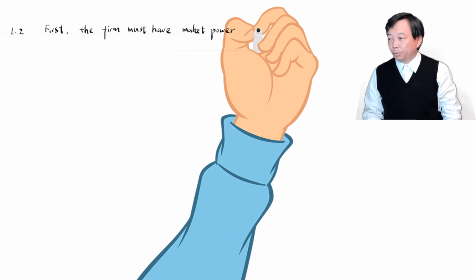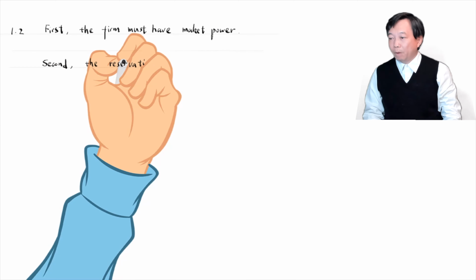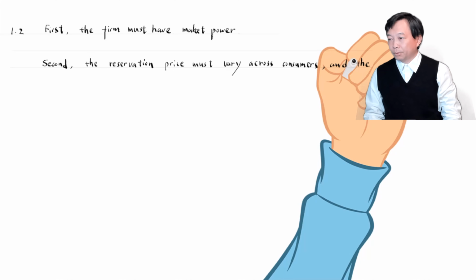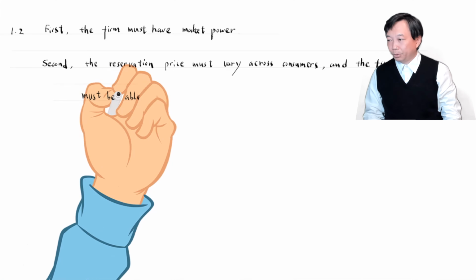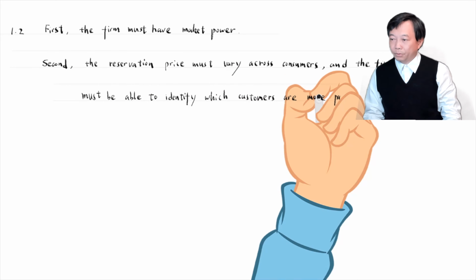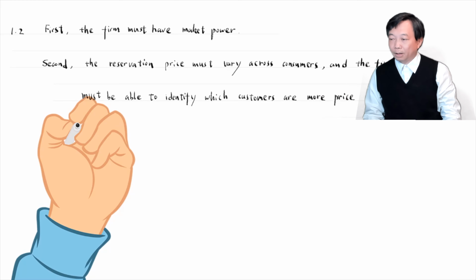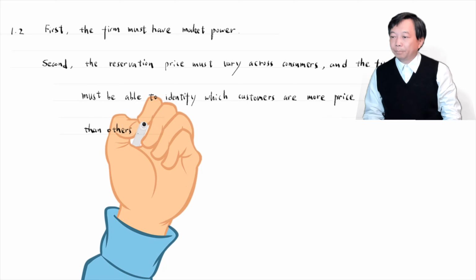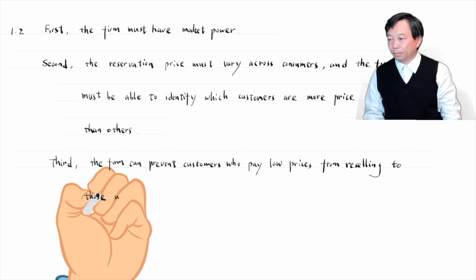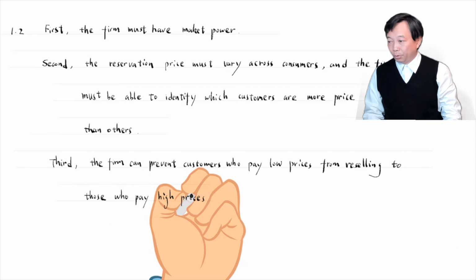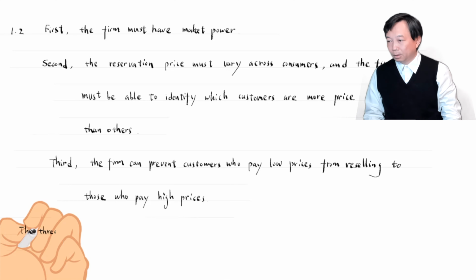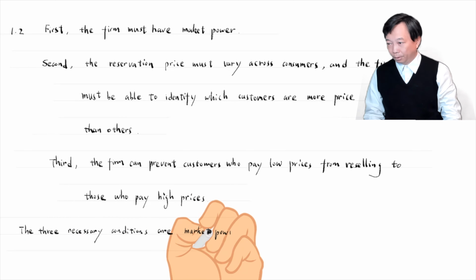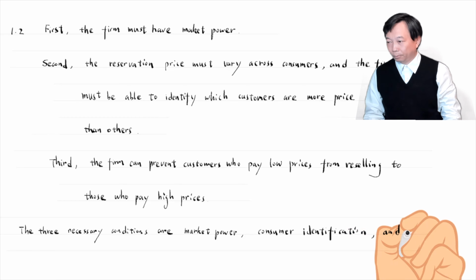Second, the reservation price must vary across customers, and the firm must be able to identify which customers are more price sensitive than others. Third, the firm can prevent customers who pay low prices from reselling to those who pay high prices. In short, the 3 necessary conditions are market power, consumer identification, and resale prevention.